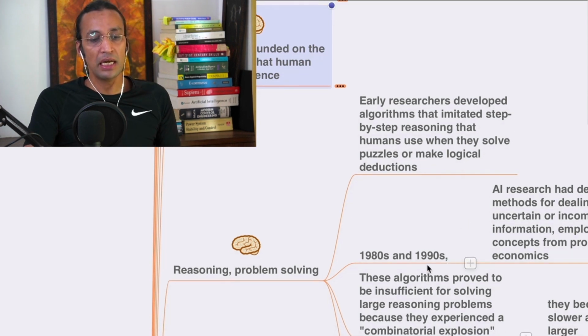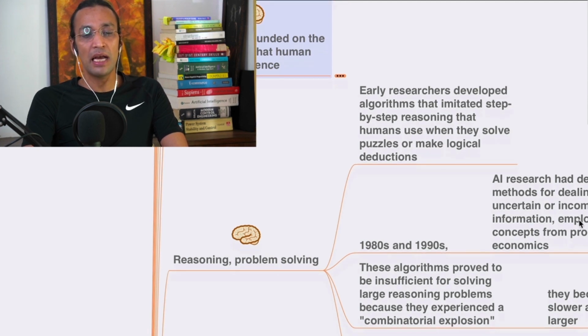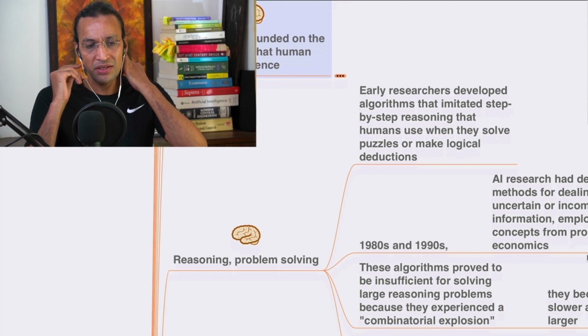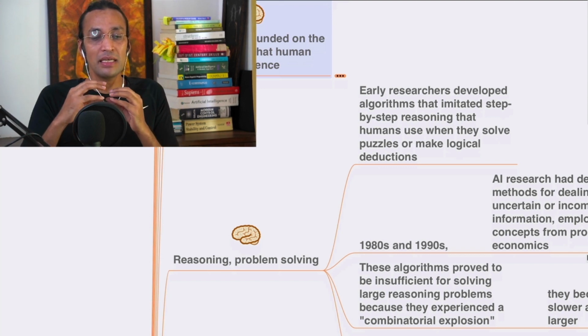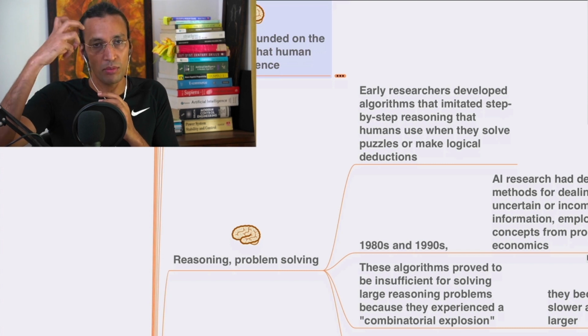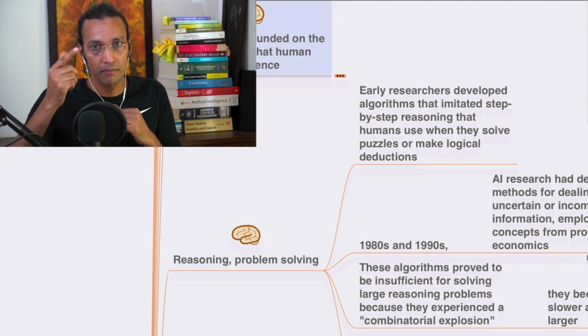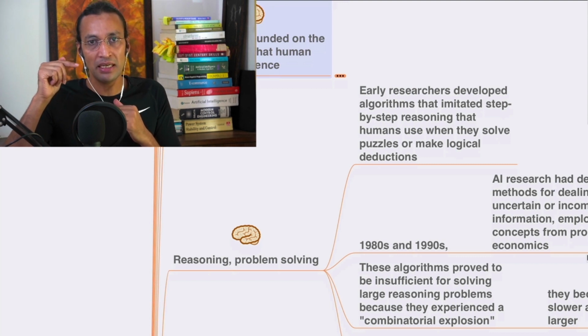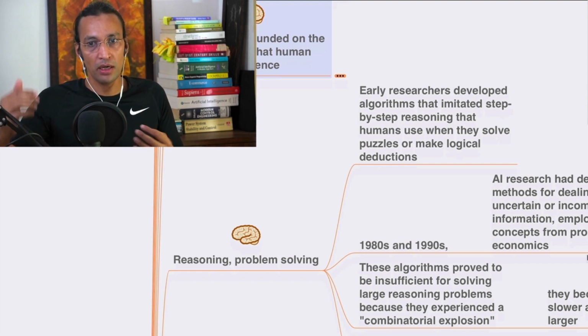In the 1980s and 1990s, AI research developed methods of dealing with uncertainty and incomplete information, employing concepts from probability and economics. Researchers developed methods of dealing with uncertainty, and they started going into statistics and probability. I think they realized that they needed data at that point of time, the 1980s and 1990s. They realized we need data for AI to become more dominant and solve more problems.